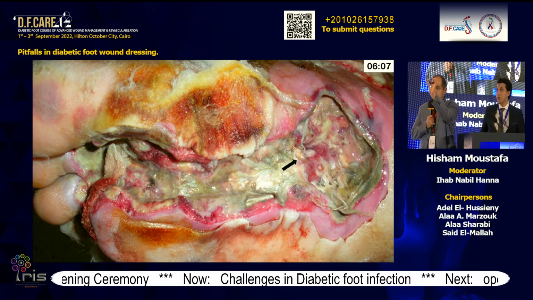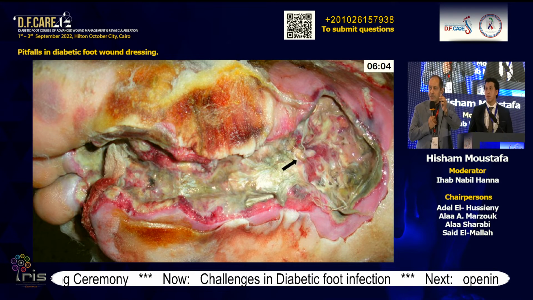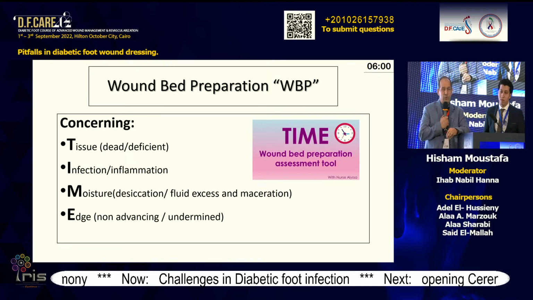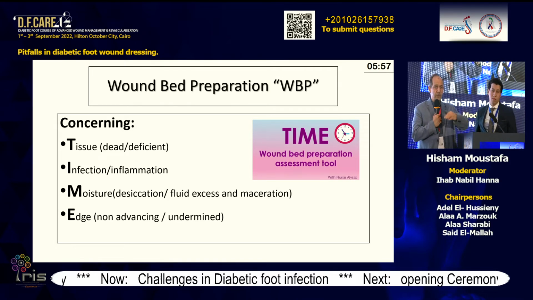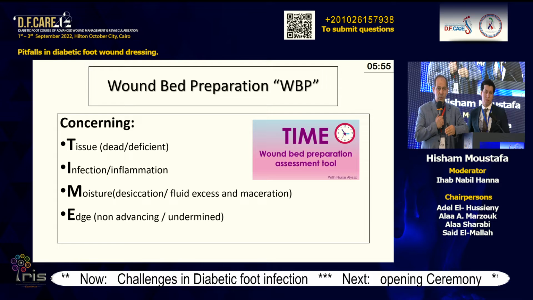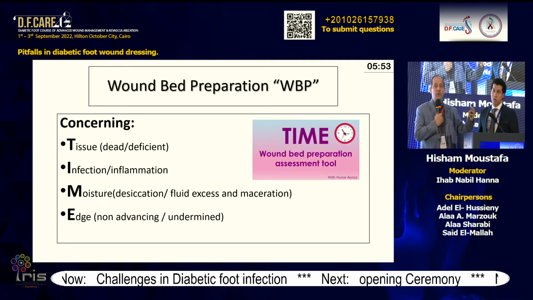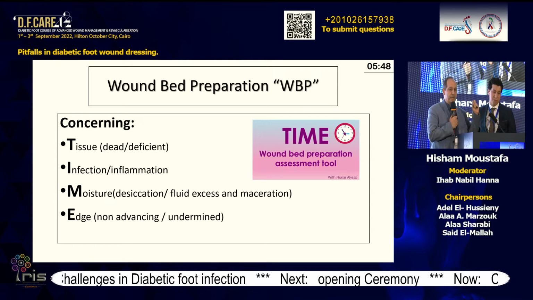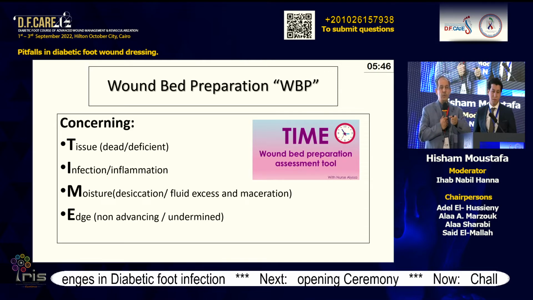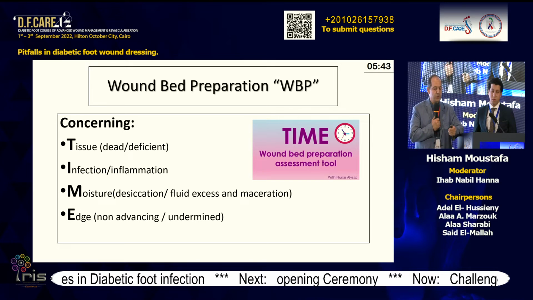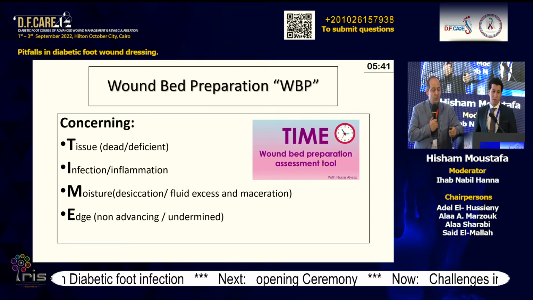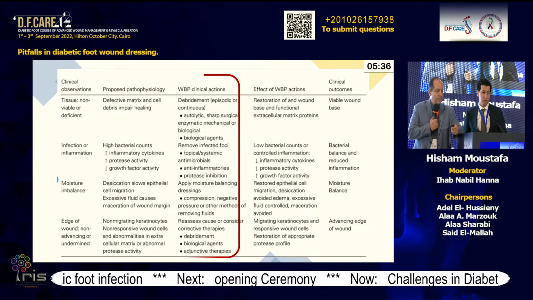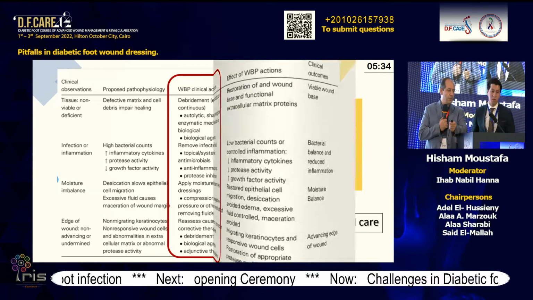In wound bed preparation, we apply the concept of TIME. T stands for tissue preparation: we deal with dead tissue or deficient tissue. I stands for dealing with infection foci. M stands for ensuring moisture balance. And E is for the edge: when we have an edge which is non-advancing or undermined, we should deal with it. These are the methods used for wound bed preparation.